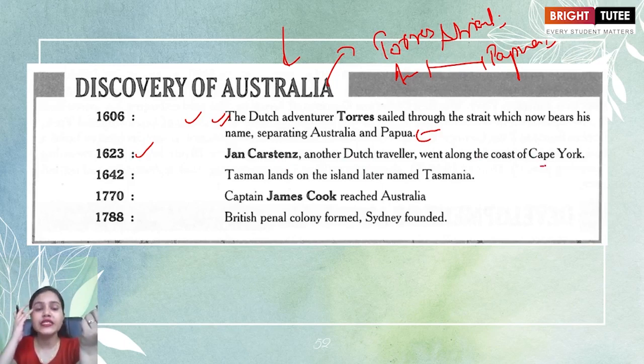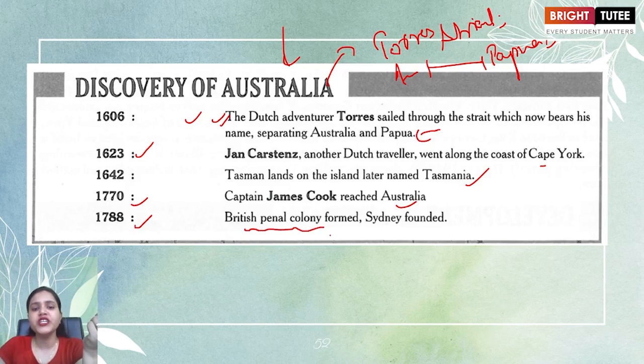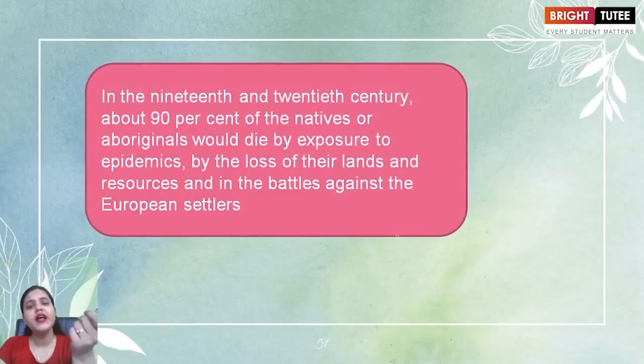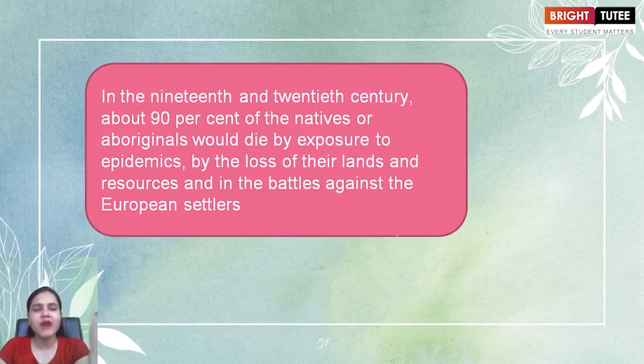Then in 1642, we have the Tasman Islands, or Tasmanland, that is today known as the Tasmania region here. In 1770, we see that Captain James Cook also reached Australia. In 1788, we see that a British penal colony was formed here, and Sydney was founded in this particular region that you can already find on the map of Australia.